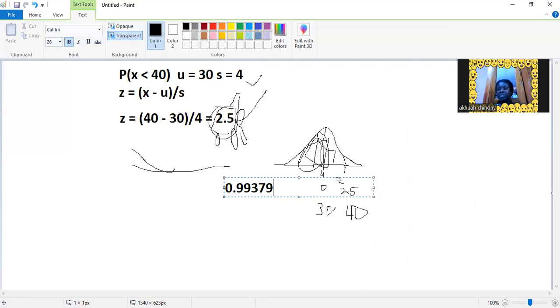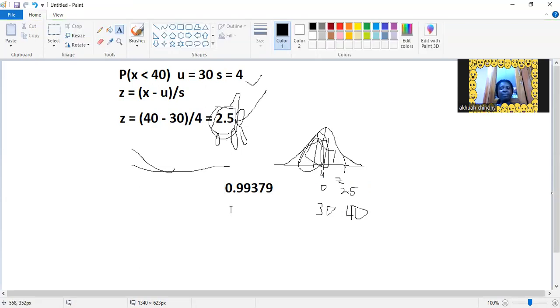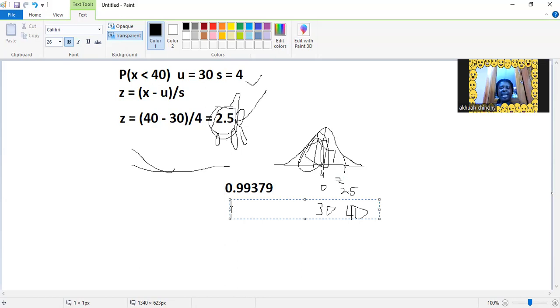So realize that it is very, very simple. You get it? Someone can leave it in percentages, that's 99.37%. Someone can leave it in this form. It is the same. So that's how we find the probability using our table.